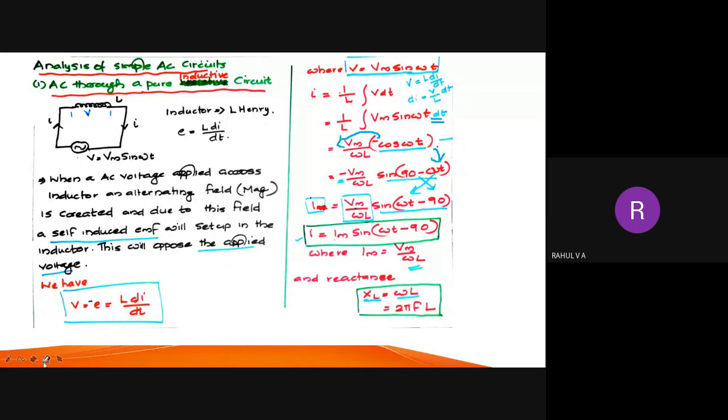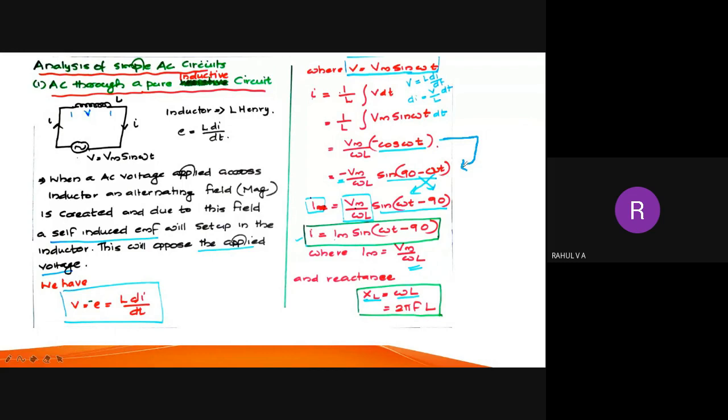So that is the step we have followed here. Minus we have taken outside, and minus Vm divided by omega L. Instead of cos omega t, I am writing sin 90 minus omega t, because sin 90 minus theta is equal to cos theta.